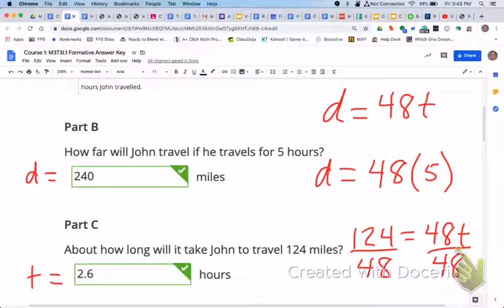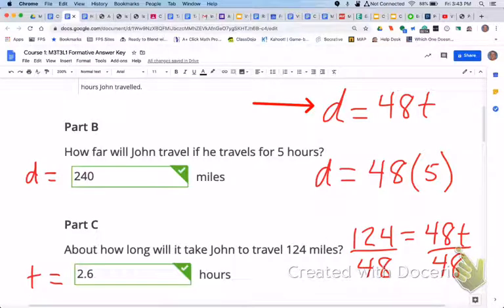For part B then, how far will John travel if he travels for 5 hours? If we use the equation, d is equal to 48t, we substitute in 5 for t, 48 times 5. D is equal to 240 miles.